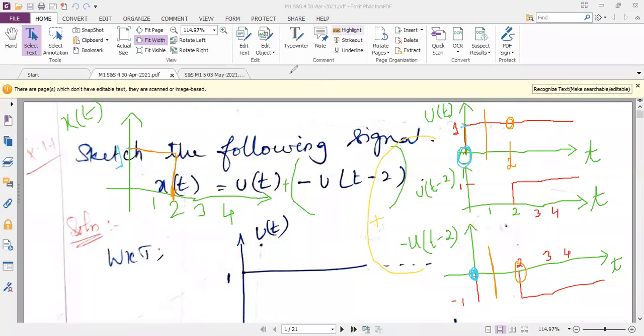But see, I have made a mistake. At t equal to 0, at t equal to 2, I have to drop the signal. So how do I have to drop it? I have to make the amplitude 1 up to t equal to 1. Up to t equal to 1, my amplitude is 1. But at t equal to 2, my amplitude is 0.